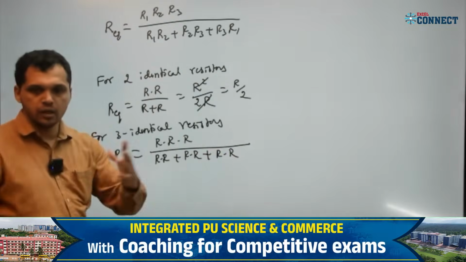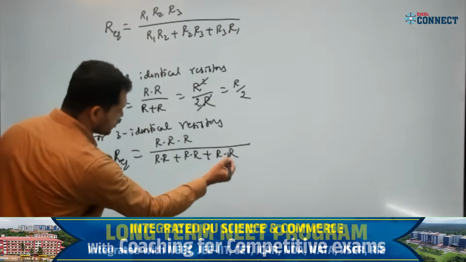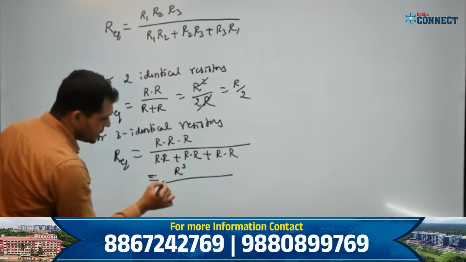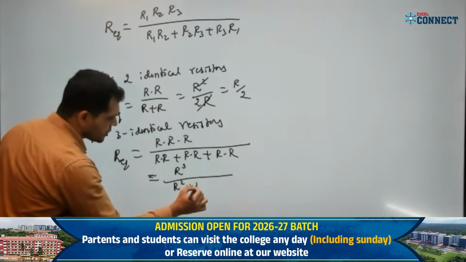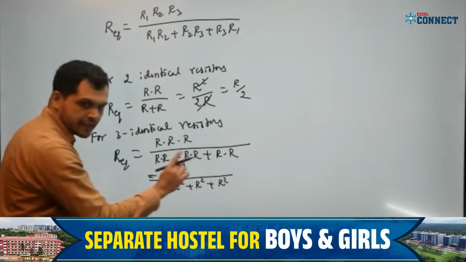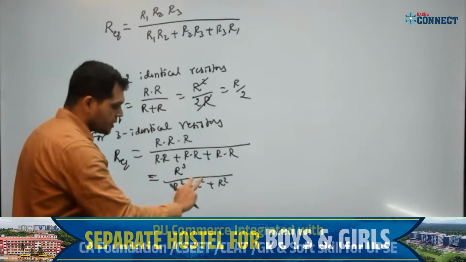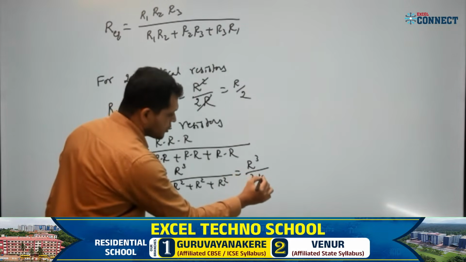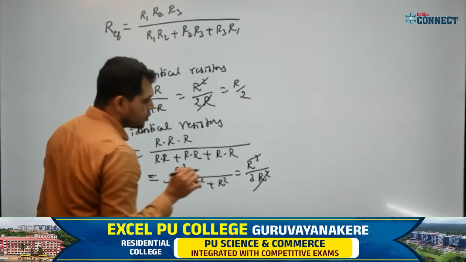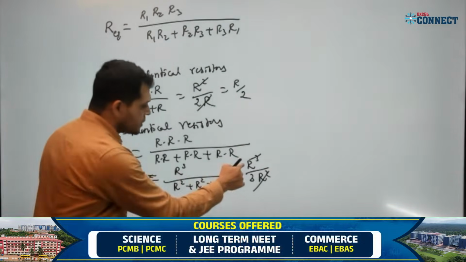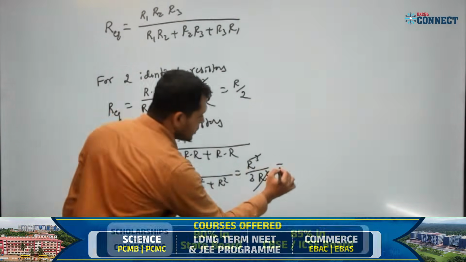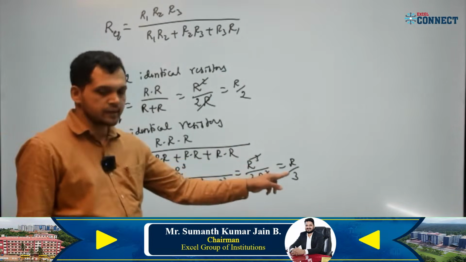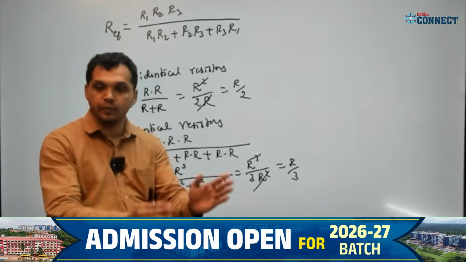R plus R, this is R square. Here R cube. We get R cube in the numerator, and the denominator is R square plus R square plus R square. How many times? 3 times R square. That is R cube divided by 3R square. R square and cube cancel, 1R remains. What we get is R by 3. Correct? Now if 3 identical resistors are connected in parallel, we get R by 3.